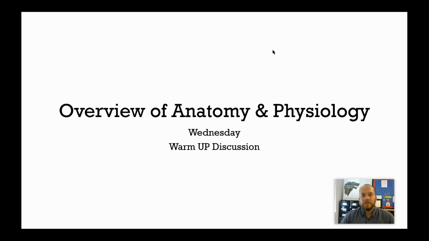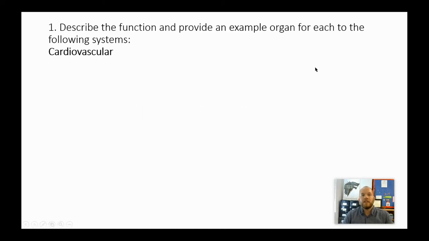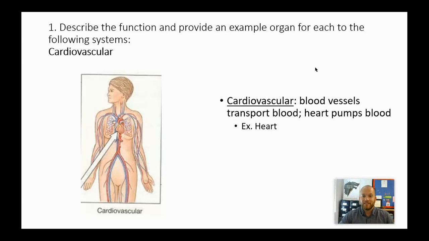Hey everybody, let's talk about the overview of anatomy and physiology Wednesday warm-up questions. Here we go. So we are continuing with our describe the function and give an example. The cardiovascular system, we talked about that on Tuesday. So this is an example of repeating some things that we've learned, kind of overlapping. There's a lot to talk about with the cardiovascular system.